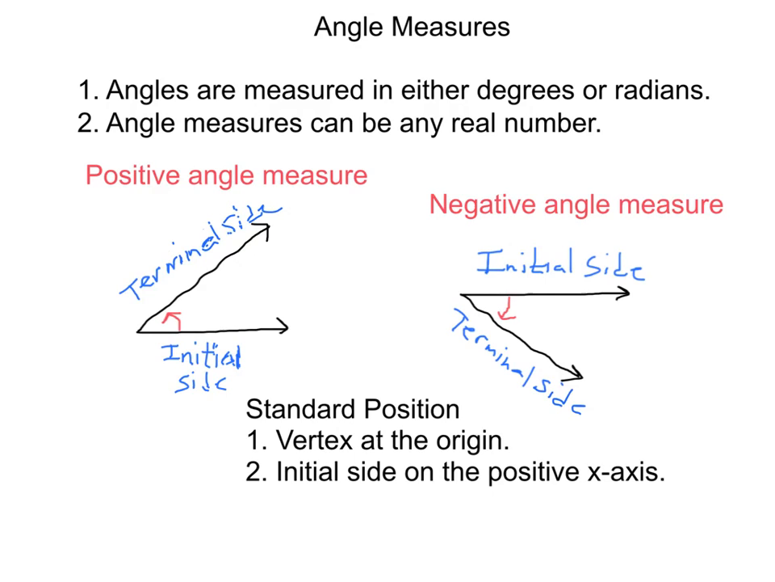It is also important to remember that when we talk about an angle measure, it is the amount of rotation that the terminal side has from where it started. So it's always going to start on what's called the initial side, and then the terminal side will have the rotation and it will end up somewhere. And the amount of rotation is what's called the angle measure.